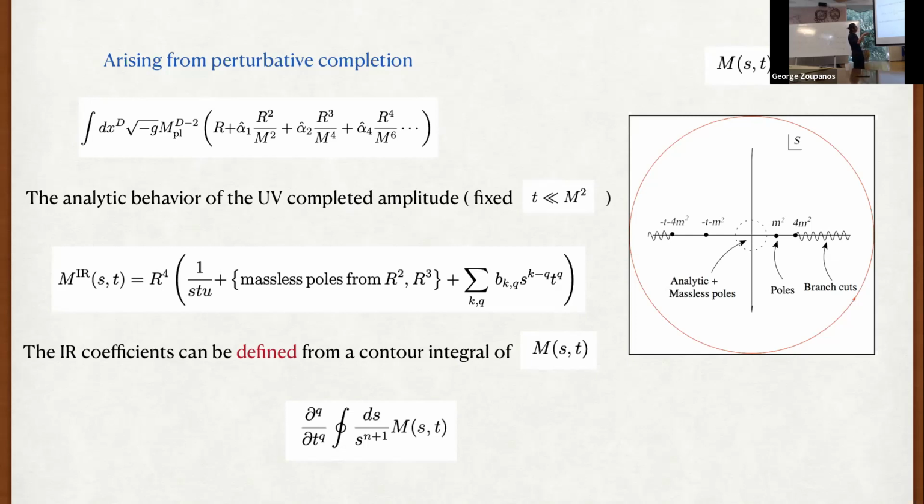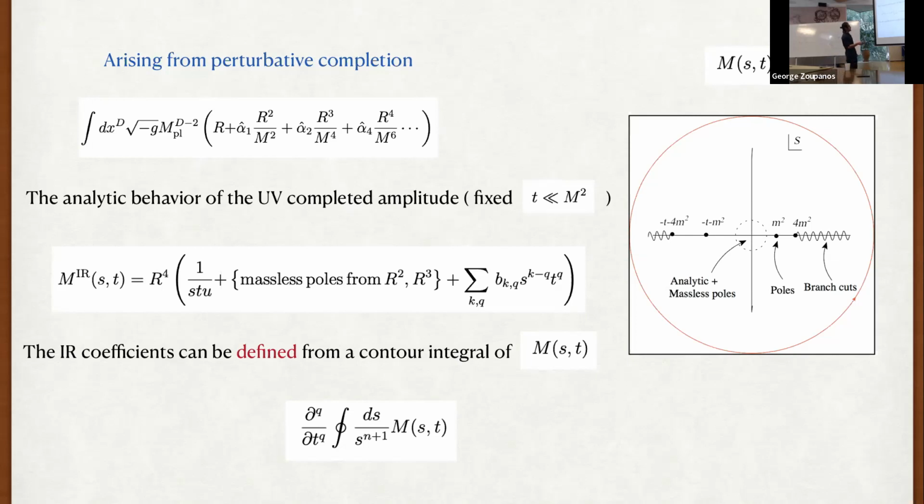So it has, for example, an R-4, which is the Einstein-Hilbert term. It will have potential massless poles coming from the exchange of graviton-associated operators of R2, R3, which modifies the three-point coupling. And then you're going to have an infinite number of polynomial terms, which can be linearly matched to these higher dimension couplings. So this is what the IR amplitude that you care about looks like.